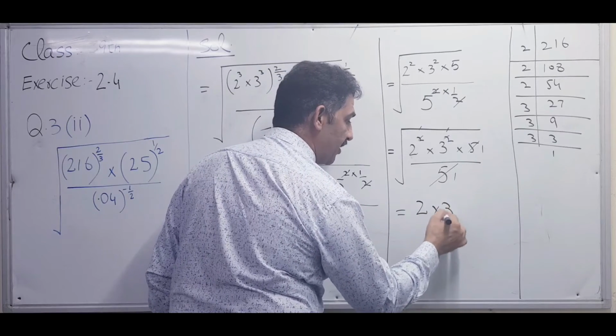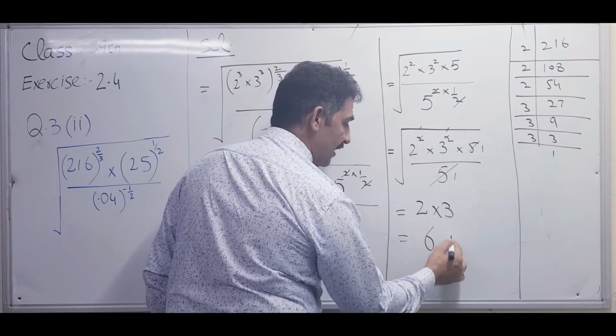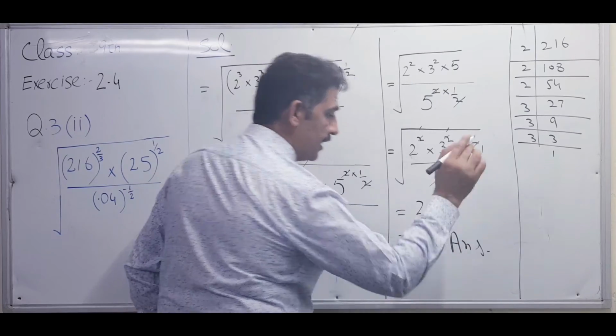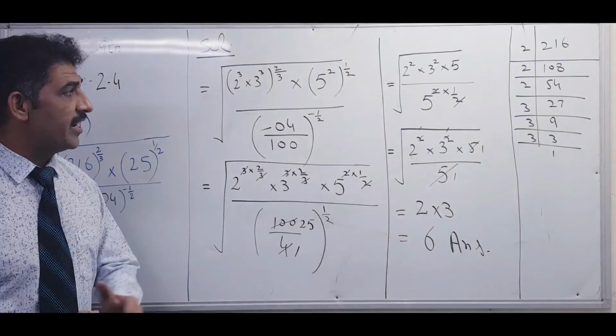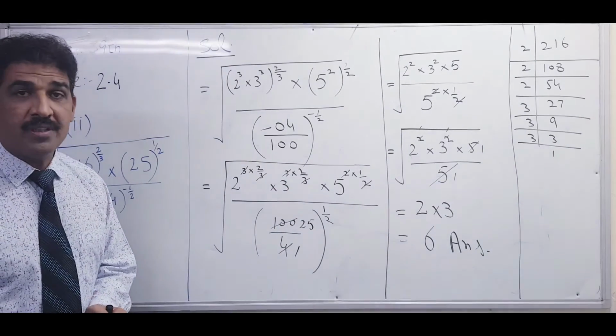2 multiplied by 3, and we will get the answer 6. We get our answer 6. That is our final answer. Hope all of you understand.